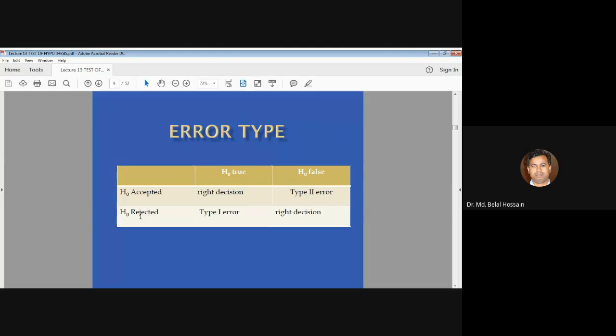Okay? That is an error because you are rejecting the true hypothesis. Again, at the same time, when null hypothesis is false, you are accepting it, you are doing something wrong. That is type 2 error. False item, you are accepting it. Okay?